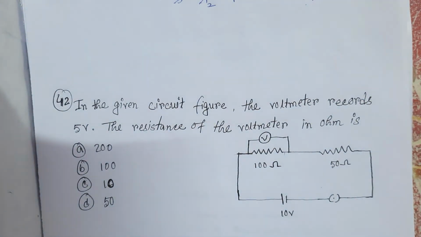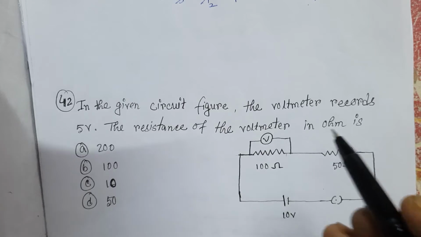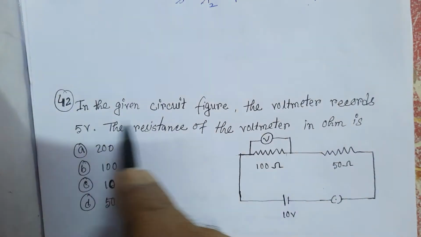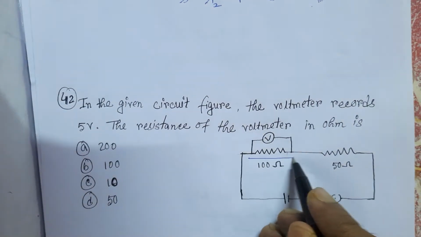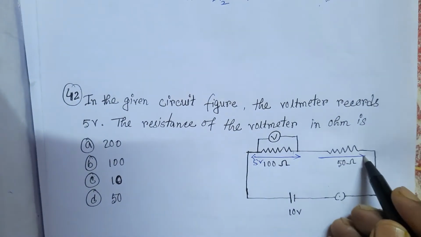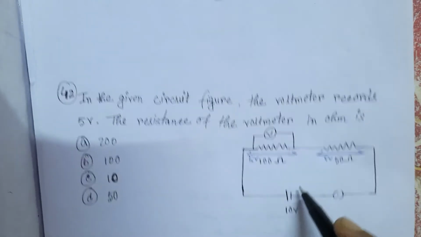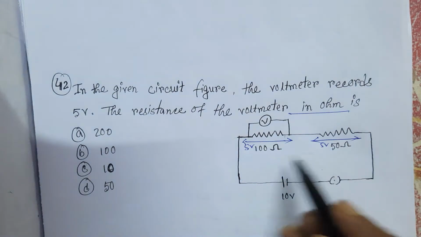Now let us take question number 42. In this question, we see that in the given circuit figure, the voltmeter records 5 volt. Then what is the voltage drop across the 50 ohm resistance? That is also 5 volt, because the battery voltage is 10 volt.